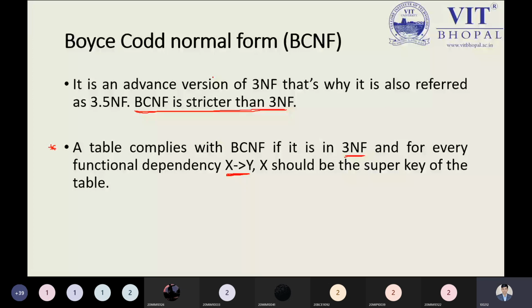It says the relation we have should be in 3NF, and for every functional dependency, that is the highlighted point you have to keep in mind. So I'm highlighting the points over here. It should be in 3NF, and for each and every functional dependency, that is X determines Y, X should be the super key of our table.